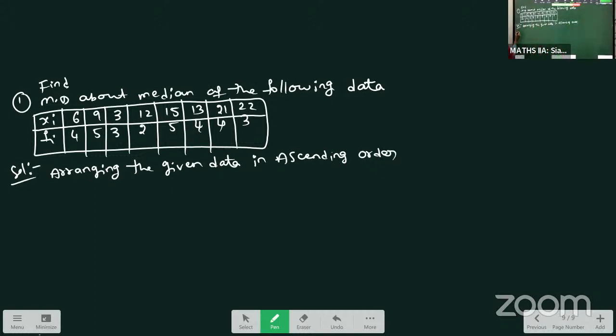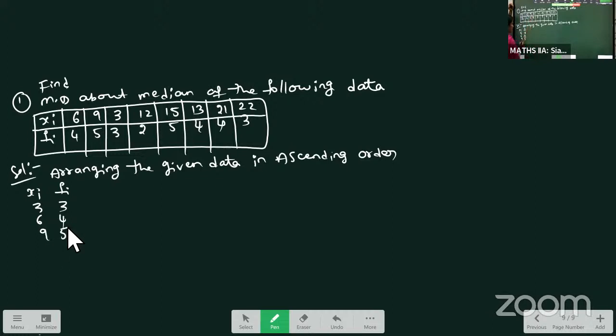First, always consider the xi values. In xi, what is the least value? 3. Immediately, the frequency value also you have to take simultaneously. If x is 3, frequency is 3. Next, after 3, the next value is 6. Frequency is 4. Next, after 6, 9. So 9's frequency is 5.